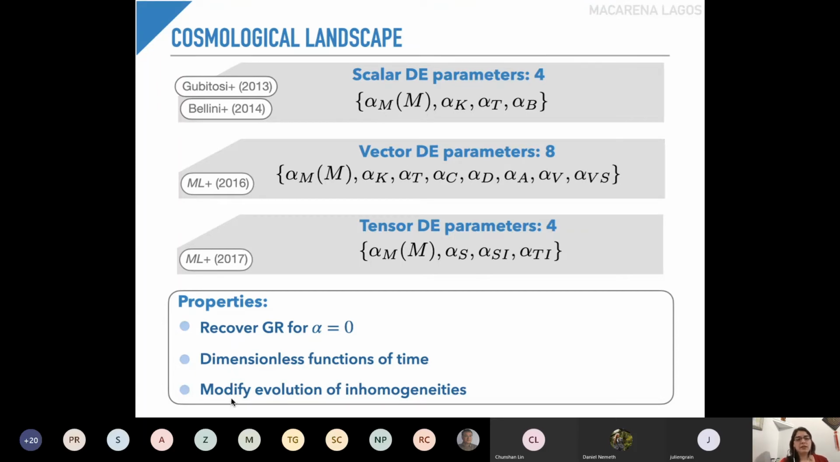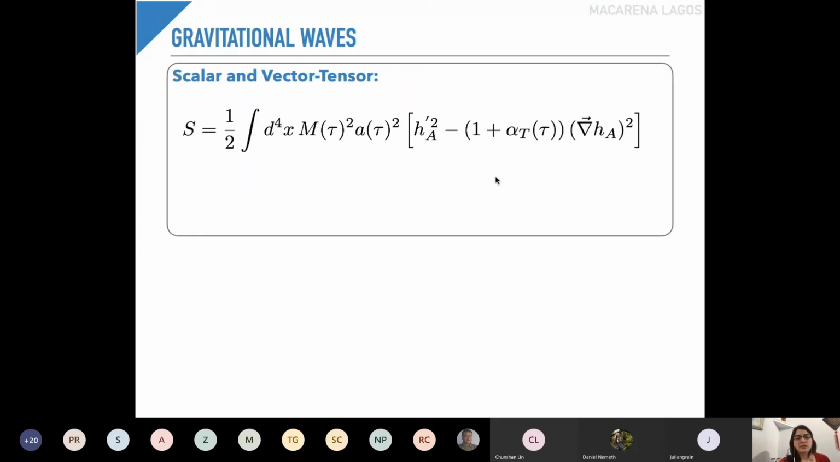Again, I just emphasize that all these parameters will modify the evolution of inhomogeneities in the universe. All of them will affect the CMB and large scale structure, and not all of them will affect gravitational waves. Nevertheless, for the few parameters that do affect gravitational waves, you can use gravitational wave data and observations to get independent constraints. Here I'm going to show you specifically the parameterized cosmological action that we obtain that concerns tensor perturbations. This is the action that you obtain for the case of a scalar and vector dark energy, the first two cases that I mentioned.